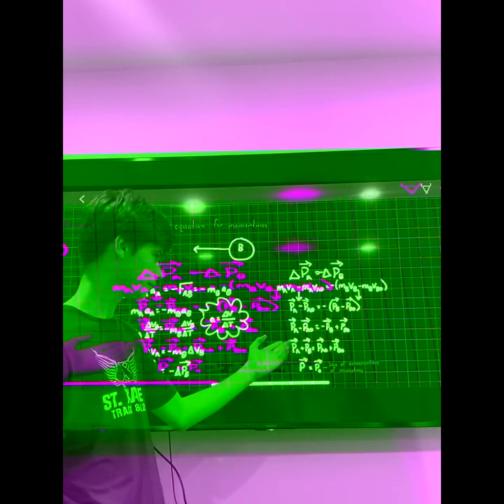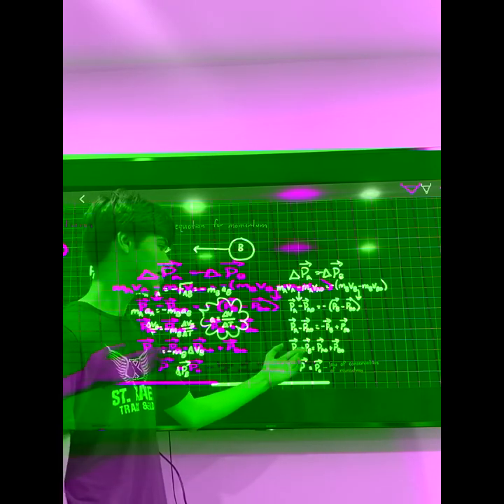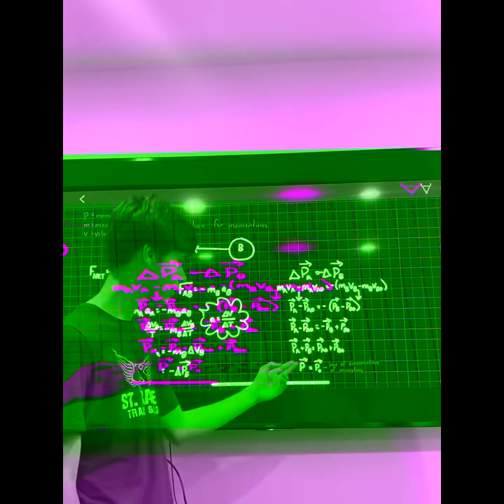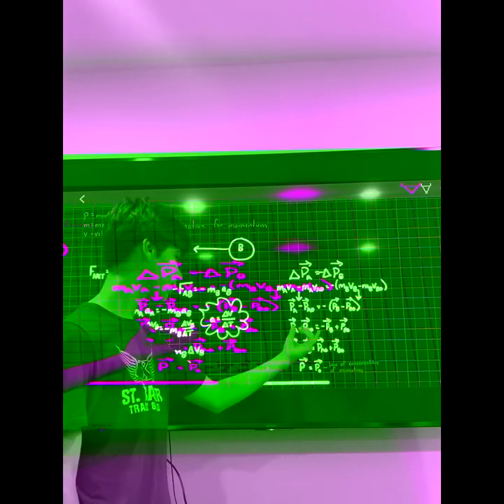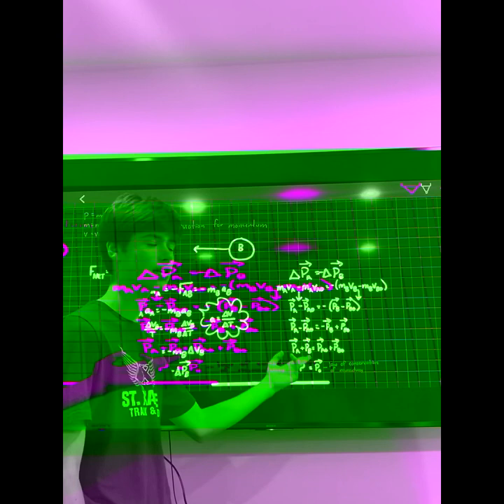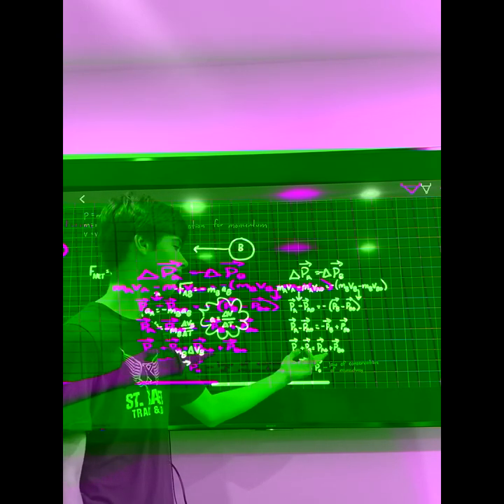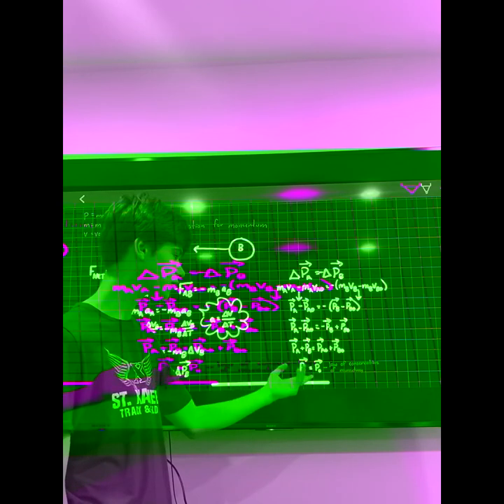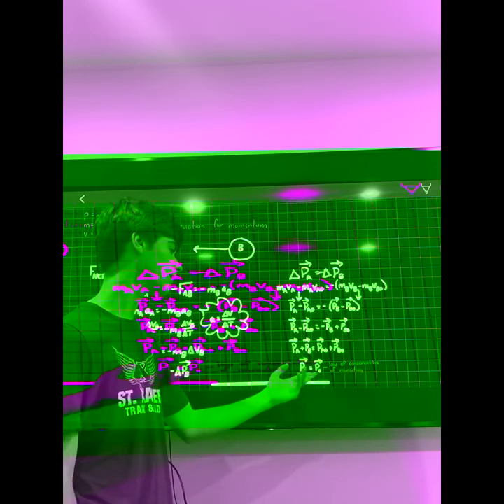We can then distribute the negative to get the momentum of A minus the initial momentum of A is equal to the opposite of the momentum of B plus the initial momentum of B. From there, we can swap this stuff around. We get the momentum of B plus the momentum of A is equal to the initial momentum of A plus the initial momentum of B. From there, we can determine that the momentum is equal to the initial momentum, which is the law of conservation of momentum.